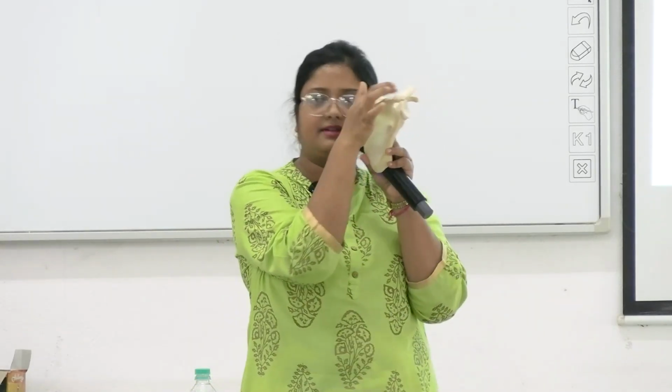And which structures are passing through this spinoglenoid notch? Suprascapular vessels and suprascapular nerve. After passing through the suprascapular foramen, all these three structures are also passing through this spinoglenoid notch. Okay, this is asked in your viva.